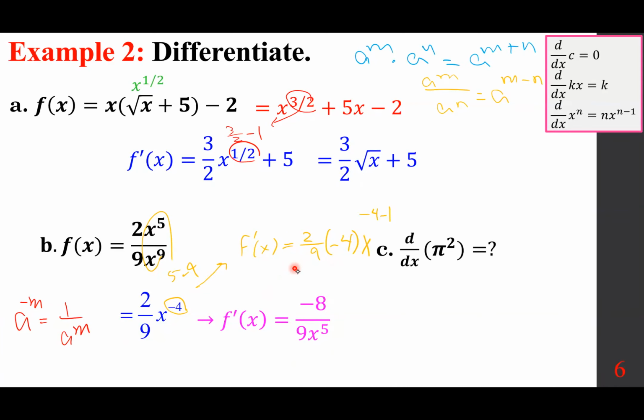The answer is 0. Why is that? Because pi squared or e or 10,000 or 2 billion, those are all numbers, or 1/3, makes no difference. Any number results in 0. Its derivative is 0. Pi squared is a number, 3.14159 to the second power.